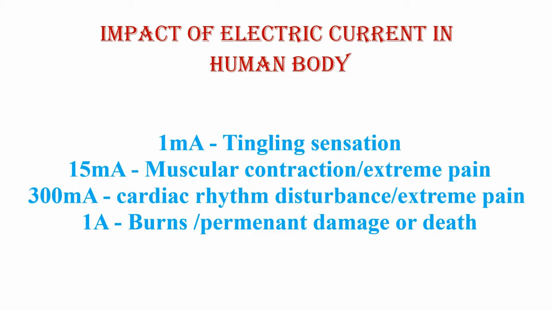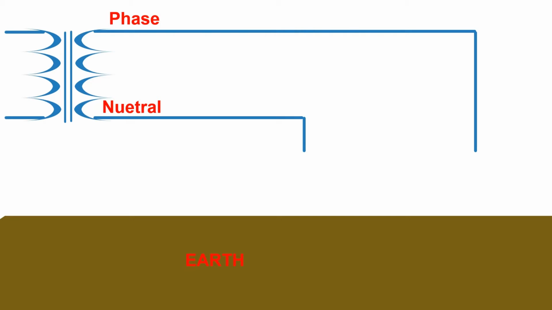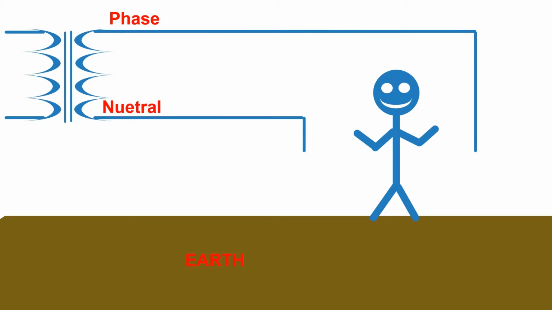Now I am explaining different scenarios of electric shock. The first scenario is a person accidentally touches a live phase wire, standing on earth barefoot, which means without a chappal or footwear. Here, I am considering a single-phase system, and a person is standing on earth. As we know, in a single-phase system, neutral is always connected to earth, so when a person is standing on earth, his foot and neutral wire are at the same potential. So when he touches the wire, there will be a flow of current through his body, earth, neutral, and phase wire.